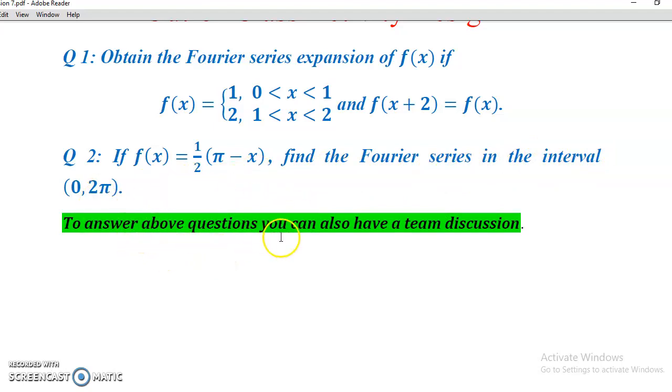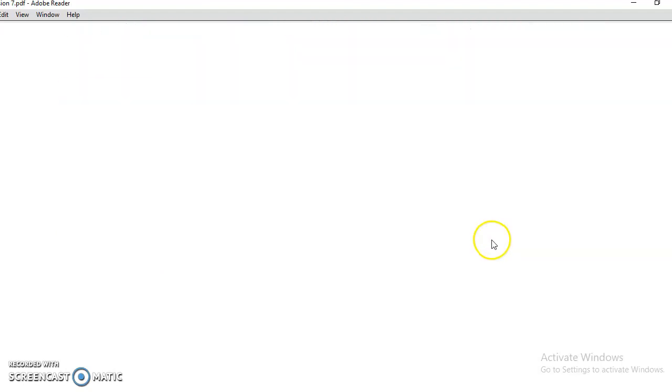To answer the above questions, you can use team discussion.